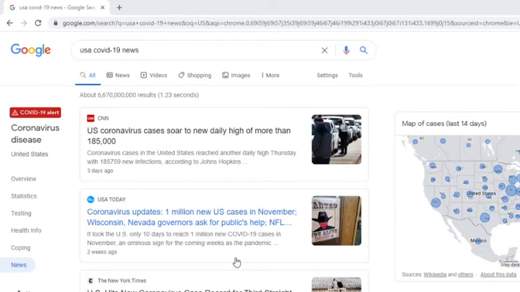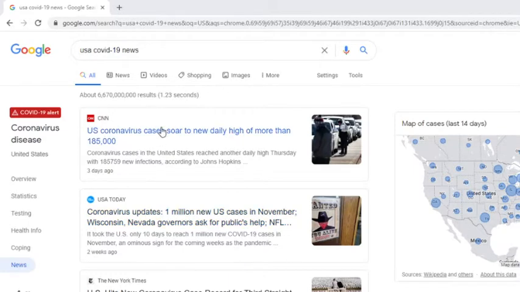Okay, it's time to run my daily COVID-19 analysis for the United States. That's exactly what we see here. U.S. coronavirus cases soared to a new daily high of more than 185,000. When we checked that, it was actually closer to 171,000.